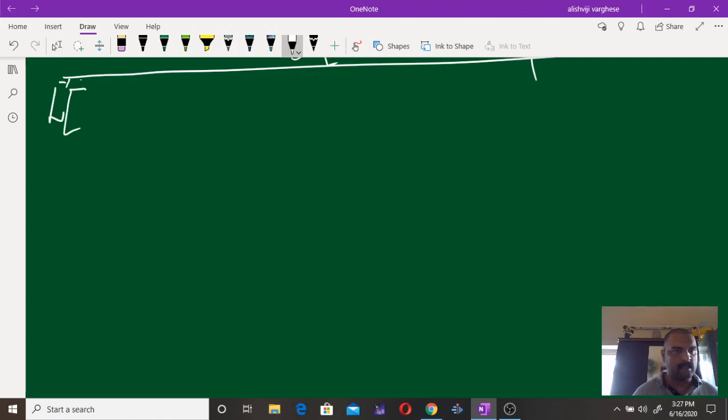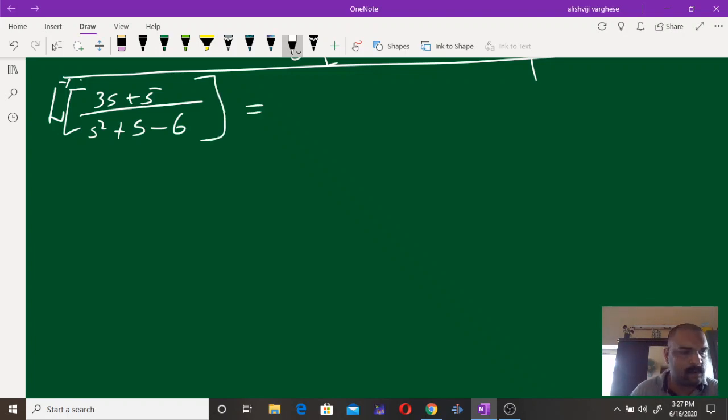Find the inverse Laplace transform of 3s plus 5 divided by s square plus s minus 6. So this is equal to 3s plus 5 divided by s square plus s minus 6. Either we can split it into two fractions. There are many different methods. So let us illustrate a new or different method to solve this.